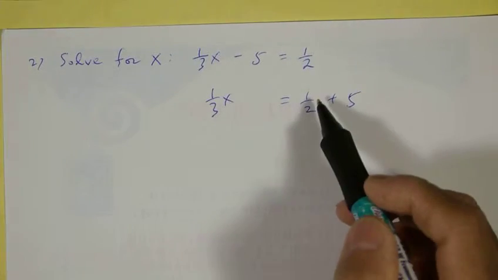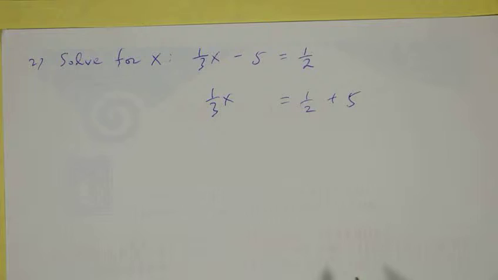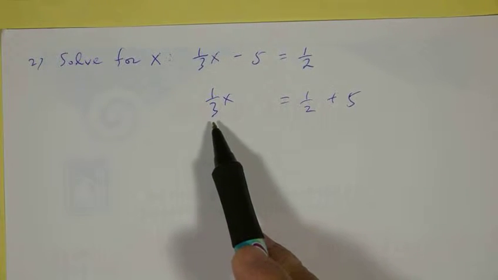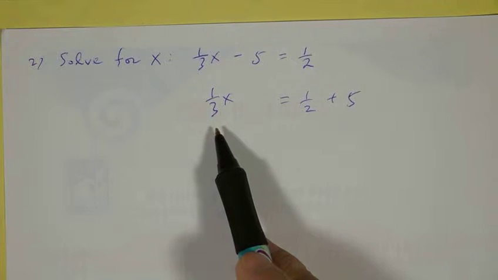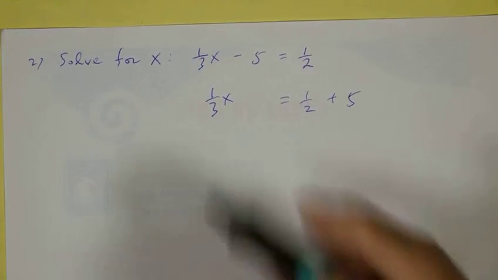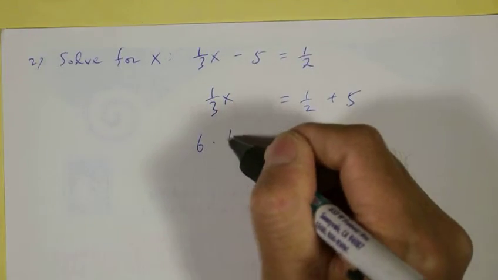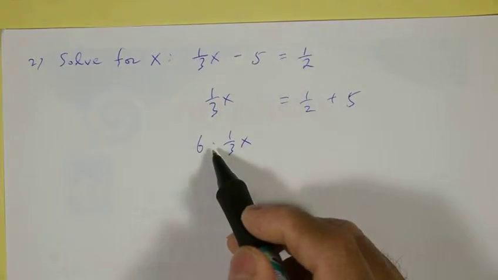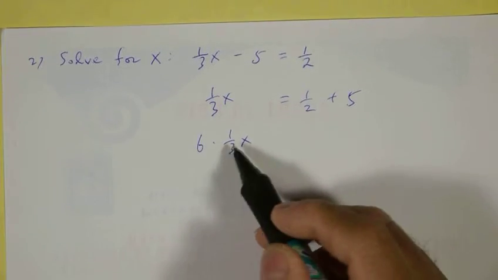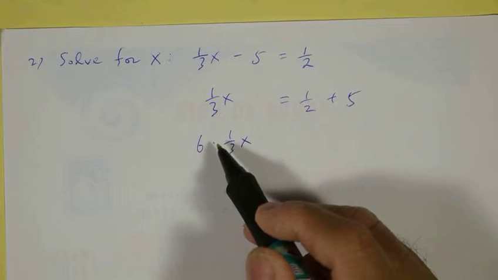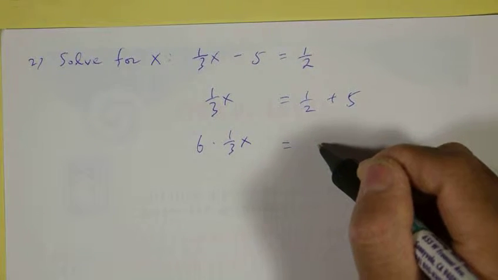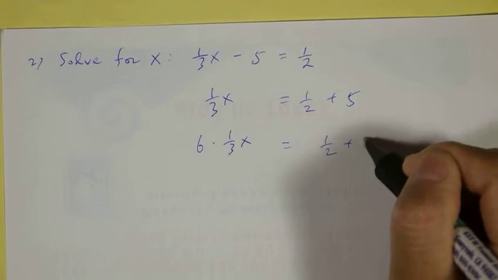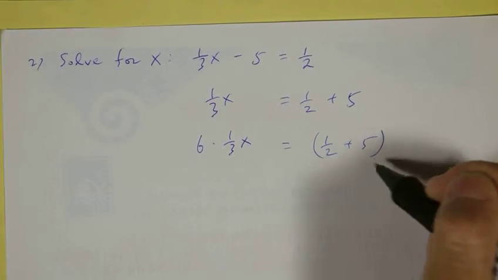You have 1/3 and 1/2. So how do I clear the fraction? What's the common denominator between 3 and 2? 2 times 3 is 6, right? So you multiply both sides by 6. So just write down 6 times 1/3 x. By the way, the dot means multiply. You have x here, so you don't want to put another cross here. It'll be too confusing. So I use a dot. So I have 1/2 plus 5, the whole thing, put parentheses.